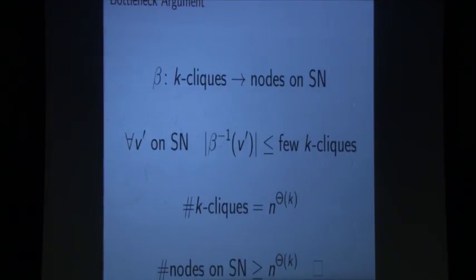In complexity theory, this is normally called the bottleneck argument. It appears in many places, like in communication complexity and in proof complexity.